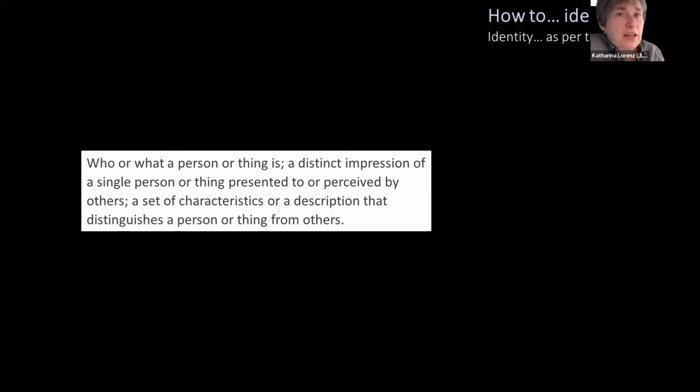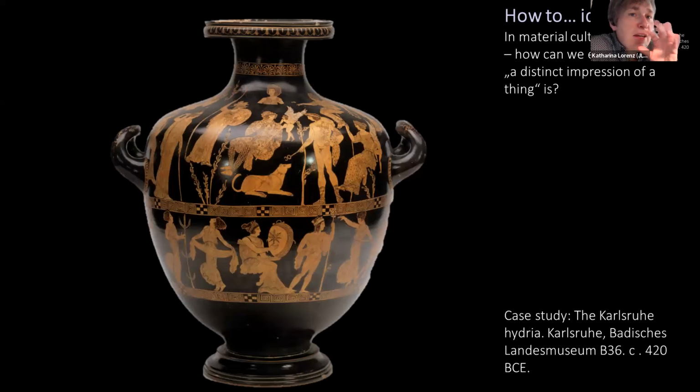I wanted to start here to give me a basis to think about what it means to think about identity when we look at objects such as this. Sorry, I have to move around so as not to block the caption. This is going to be my case study for today: a Greek Athenian red figure Hydria from around the 420s BCE.